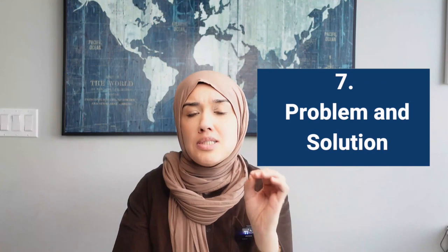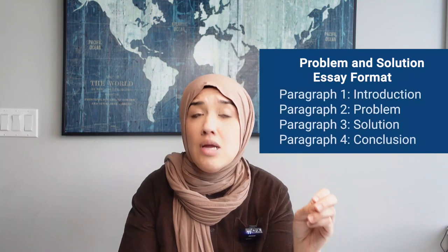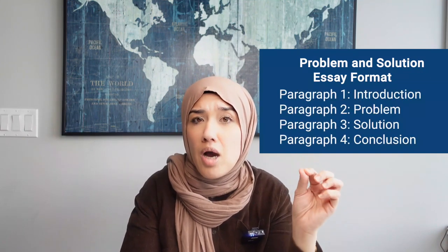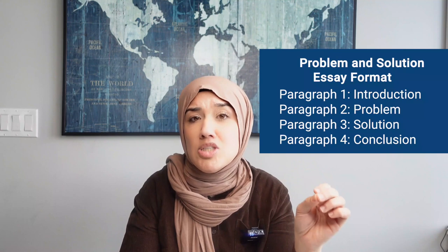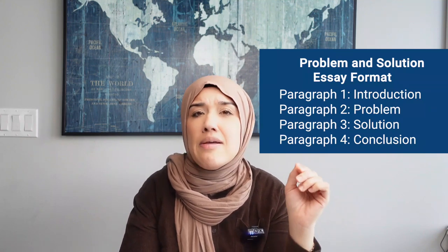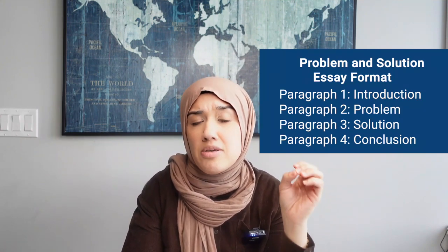So a problem and solution essay question type pretty much asks you to state the problem in your essay and then come up with a solution for that particular question that the examiner is asking you. So have a look at how exactly you should format your essay. So paragraph 1 should be your introduction. Paragraph 2 should be your problem. Paragraph 3 should be your solution, and then paragraph 4 should be your conclusion.